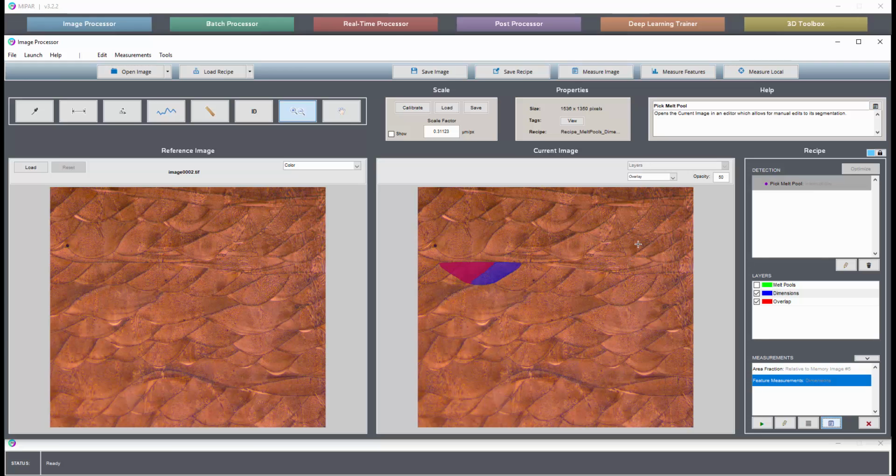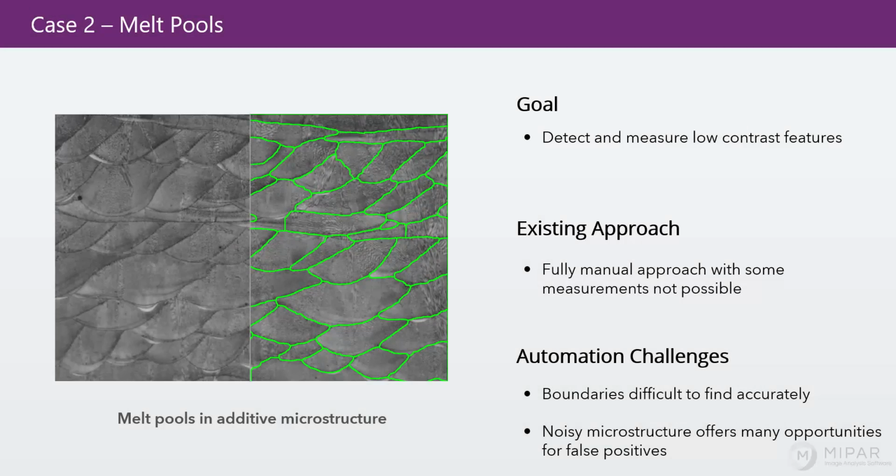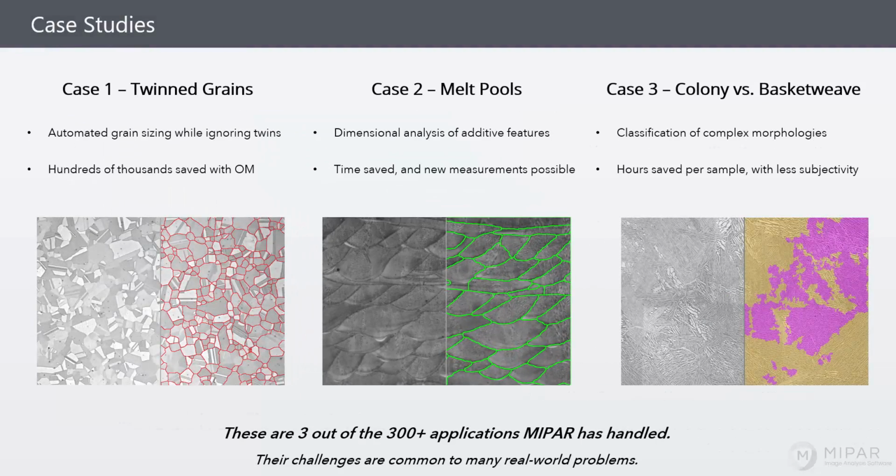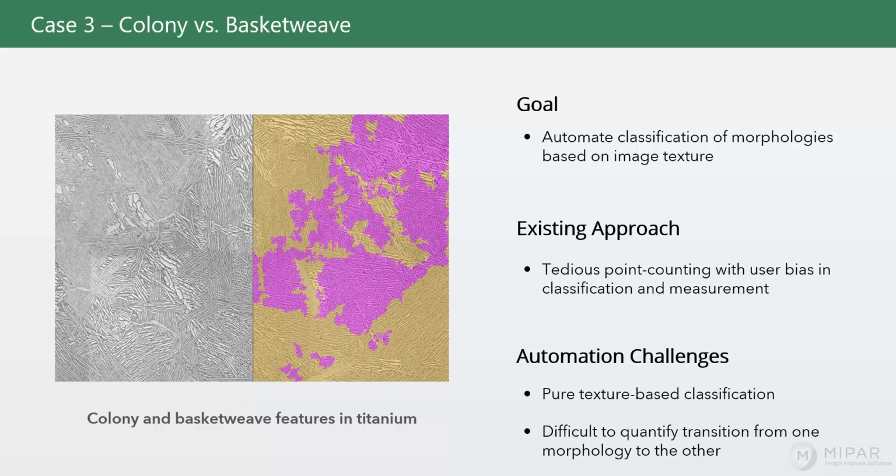Let's go back to the slide deck, take a look at the titanium case, and then proceed on to look at how our training turned out. So moving on to the colony versus Basketweave case, this is one that embodied many of the same challenges, needing to find complex real-world features accurately for automation to be viable.